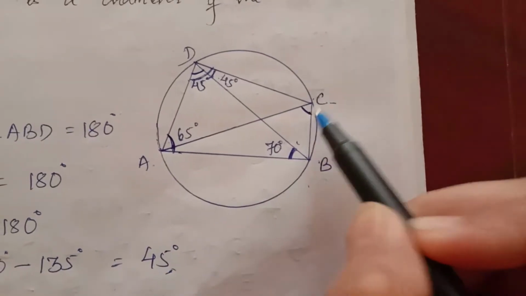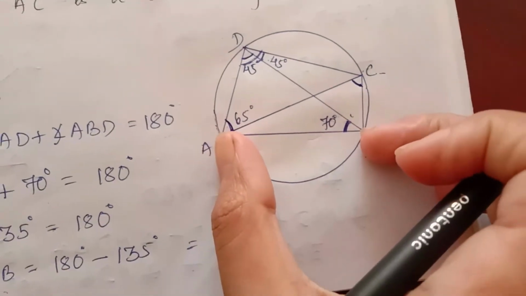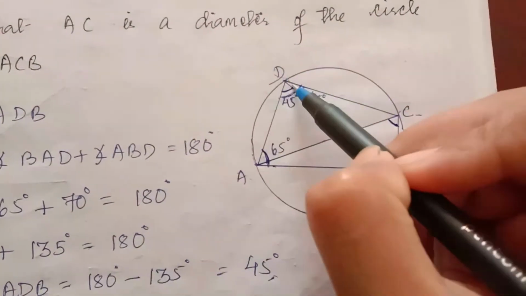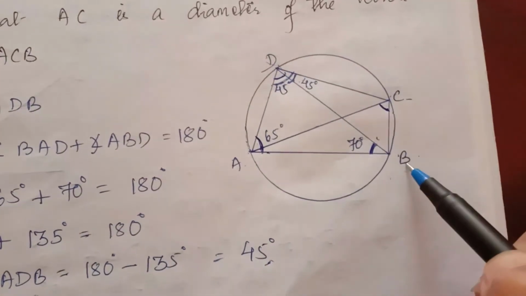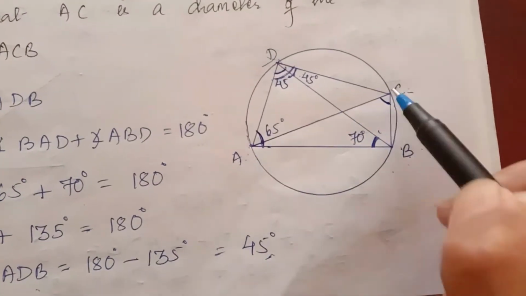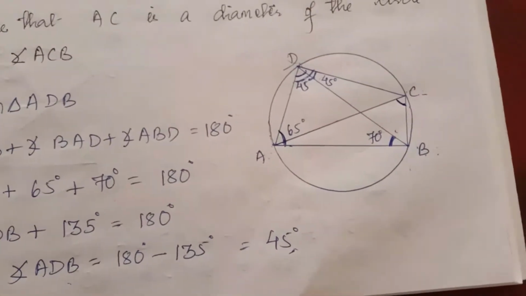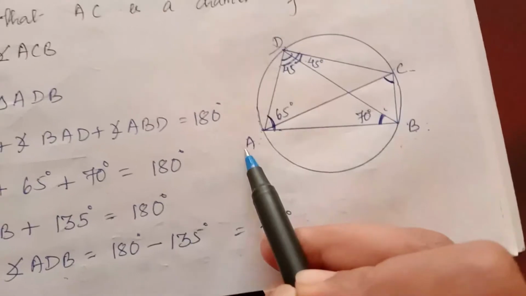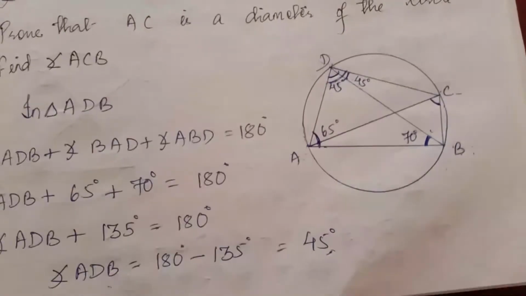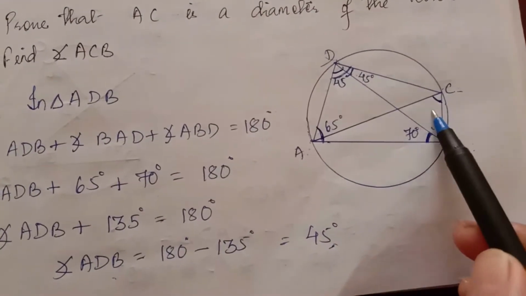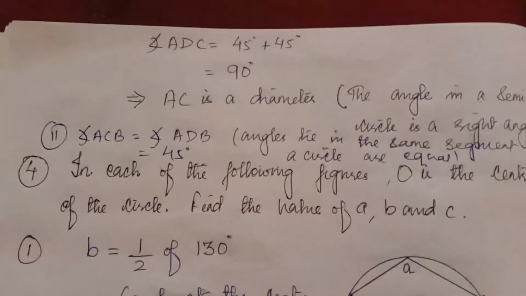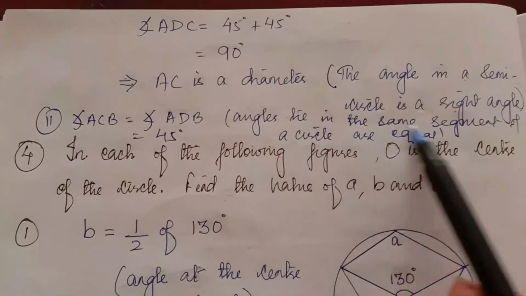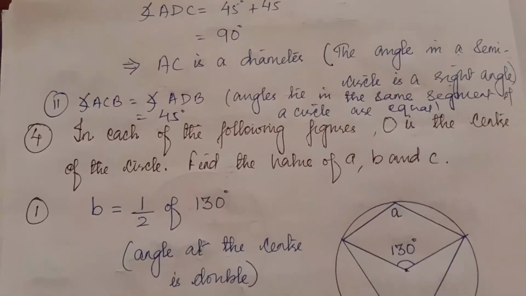So for this angle, the end point is AB, okay. So this is the segment of a circle. Another angle is here, 45 degree. So this ADB and ACB, they lie in the same segment of a circle. If you consider these two angles, see their end point is AB, right? So they lie in the same segment of a circle. So this is also 45 degree. So here is answer number 2, okay. Angle ACB and angle ADB are equal because they lie in the same segment of a circle.